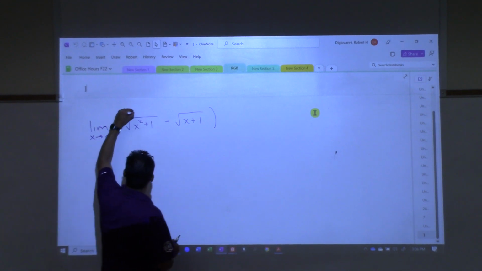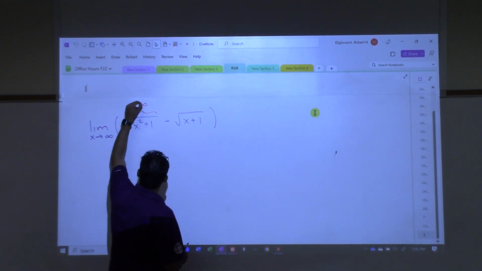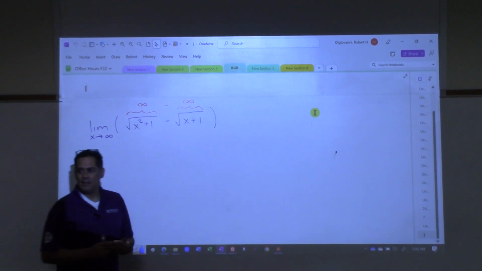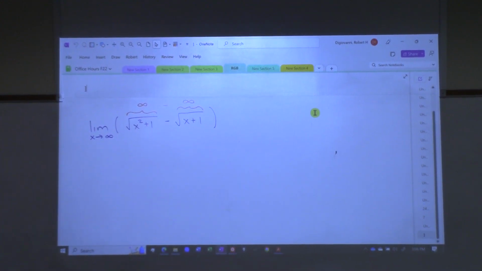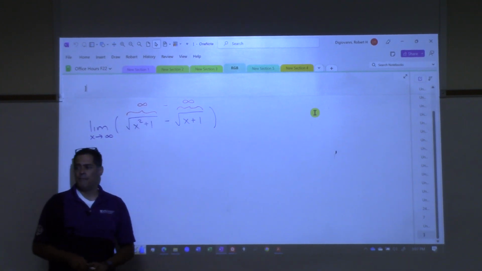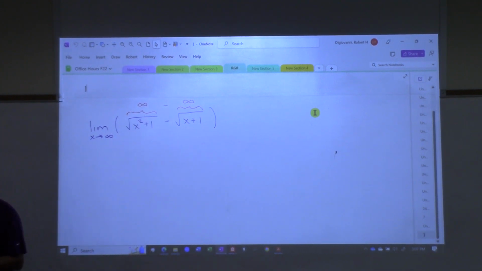This is becoming infinity. Minus, this is becoming infinity. That's not 0 over 0. That's not infinity divided by infinity, is it? So you cannot use L'Hopital's right now. I actually told you back in the day when we were doing limits that when you see infinity minus infinity, to try and factor something out. Factoring here is not that clean or easy.